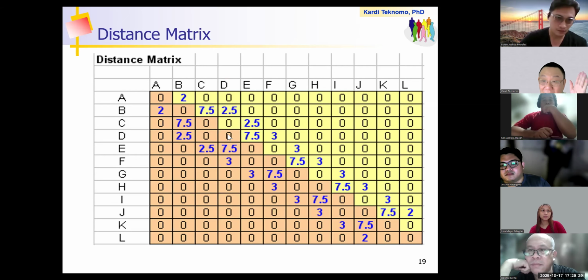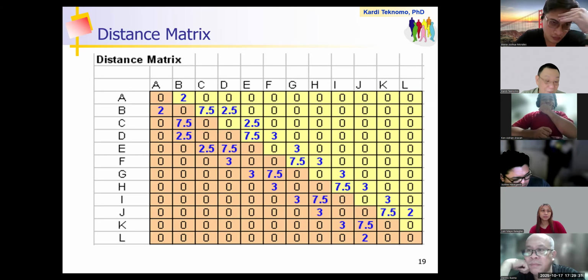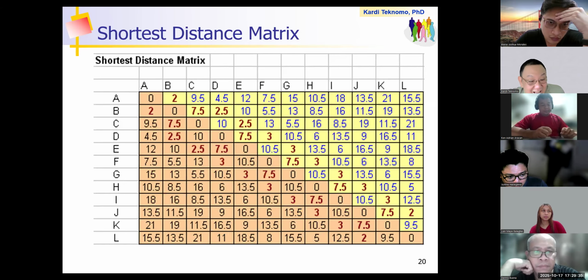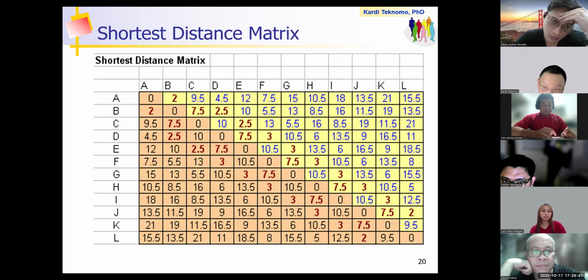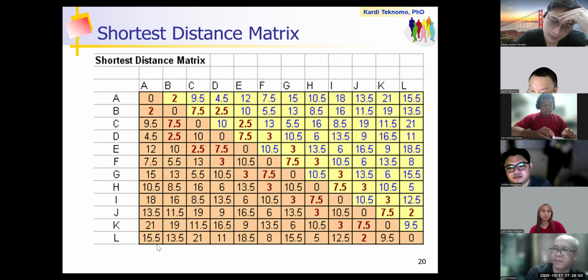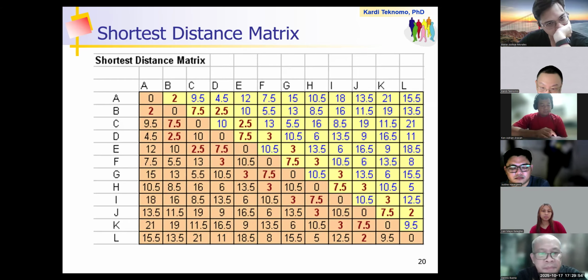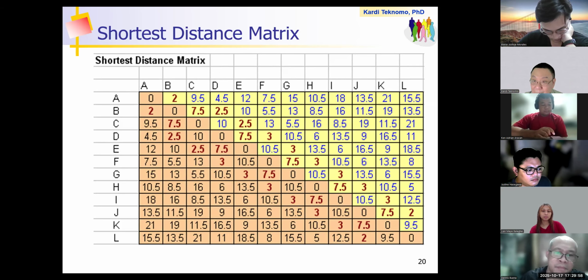Okay. So now, from the distance matrix to get the shortest distance matrix, this requires an algorithm called the Floyd-Warshall algorithm. Can you search in Google the Floyd-Warshall algorithm?